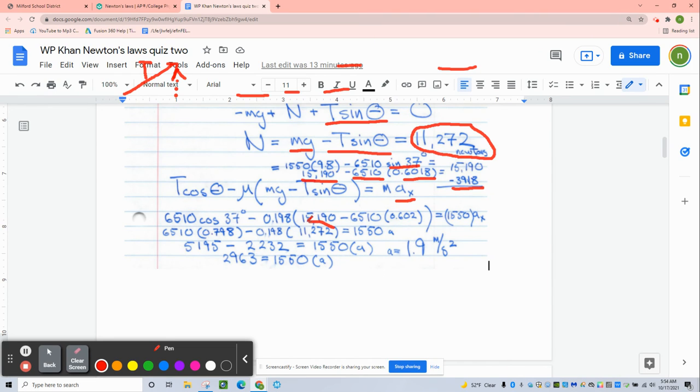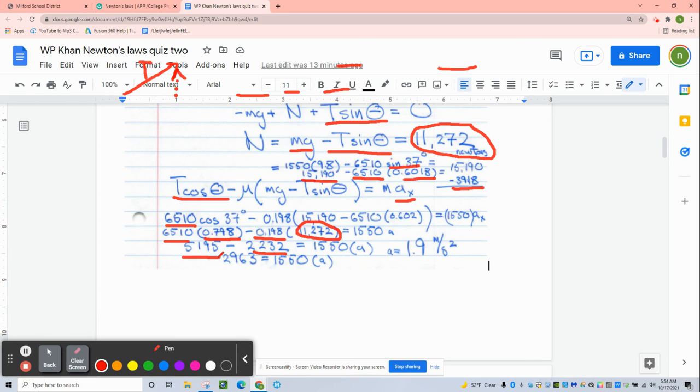And then we come back to F equals ma in the horizontal direction because we just found the normal force. Here it is, 11,272 newtons. We're going to multiply that by the coefficient of friction, 0.198. That means the friction force is negative 2,232 newtons. That's opposing the horizontal component of the tension. So there's the hypotenuse, 100% of the tension, 6,510 newtons. Cosine of 37 provides the percentage of the hypotenuse that is horizontal. Looks like about 80%, 0.798. And what is 80% of 6,510?